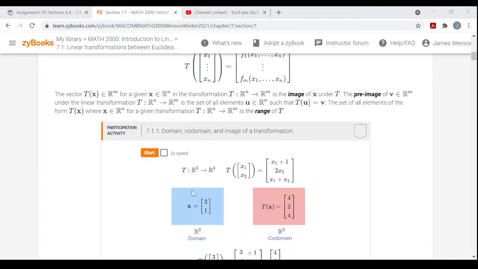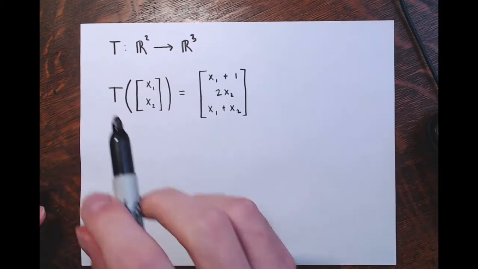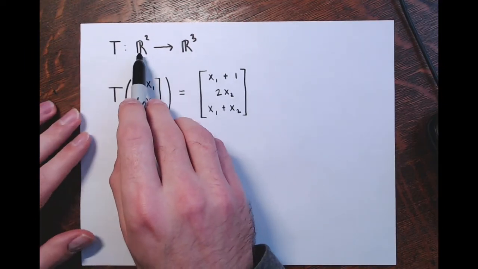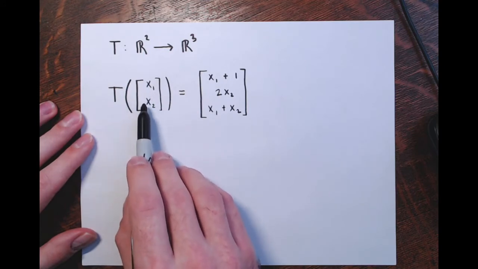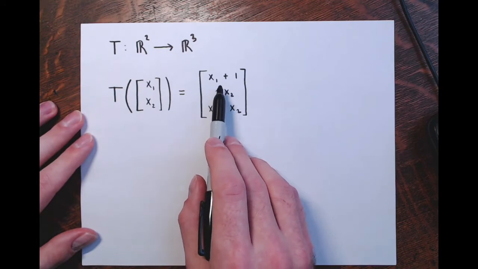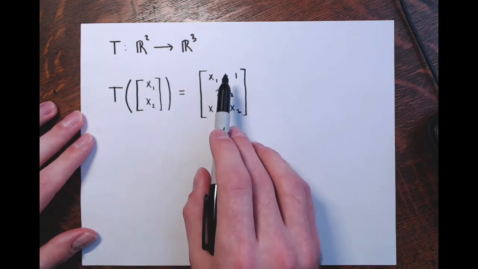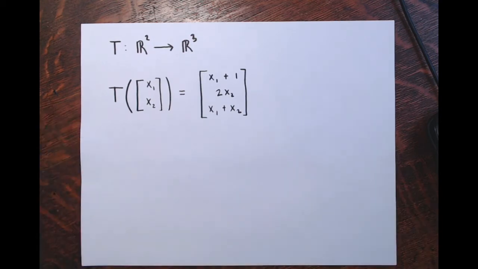So for instance, and I'll write this up on some paper and show you the use of some of these words. Okay, so here we have a transformation called T from R2. So my inputs will be vectors with two components, x1, x2 here, to R3. So my outputs will be vectors with three components, as you're seeing over here on the other side of the equal sign.